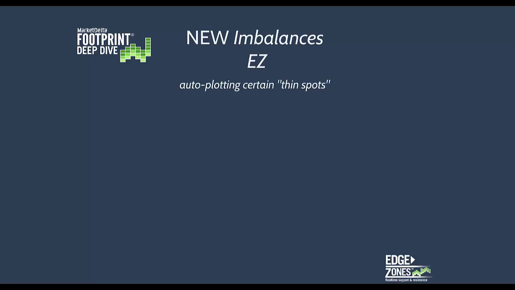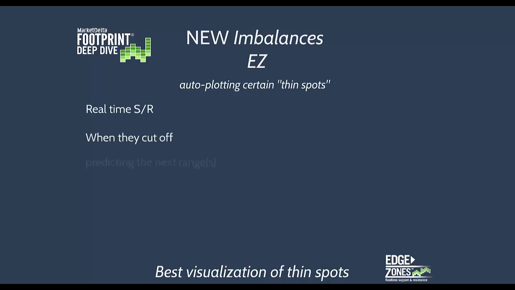So EZ is just the acronym for edge zones. These new imbalances are essentially auto-plotting certain thin spots. Not all of them, but certain ones. Some of the variety of things that we're going to cover, giving you the best visualization of these thin spots, are going to be how it's real-time support resistance, when they cut off and cease to stop working, moving across from left to right, predicting the next ranges, how it's going to help you tell where the next consolidations might be.